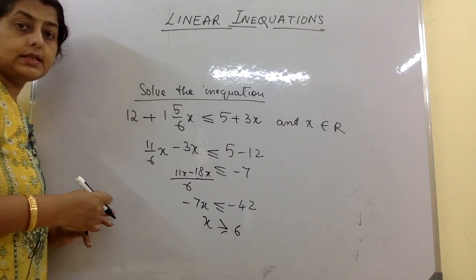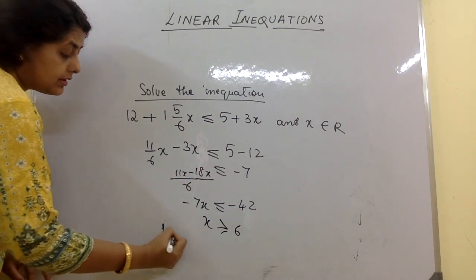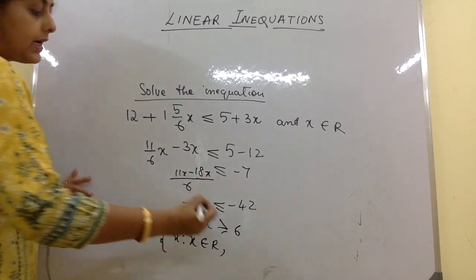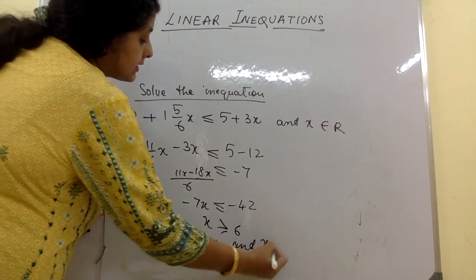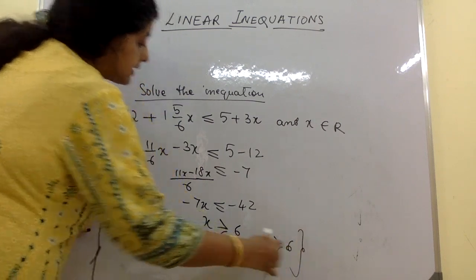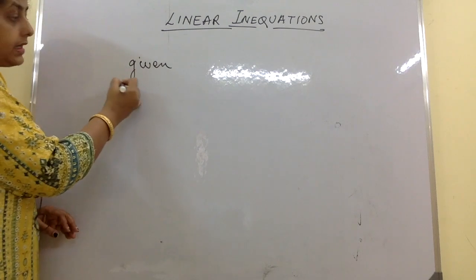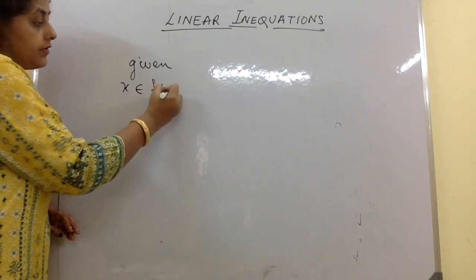x is greater than 6. How do I write my solution set? x is such that x belongs to real numbers, comma, and x is greater than or equal to 6. That is my answer. Given x belongs to the set of integers.